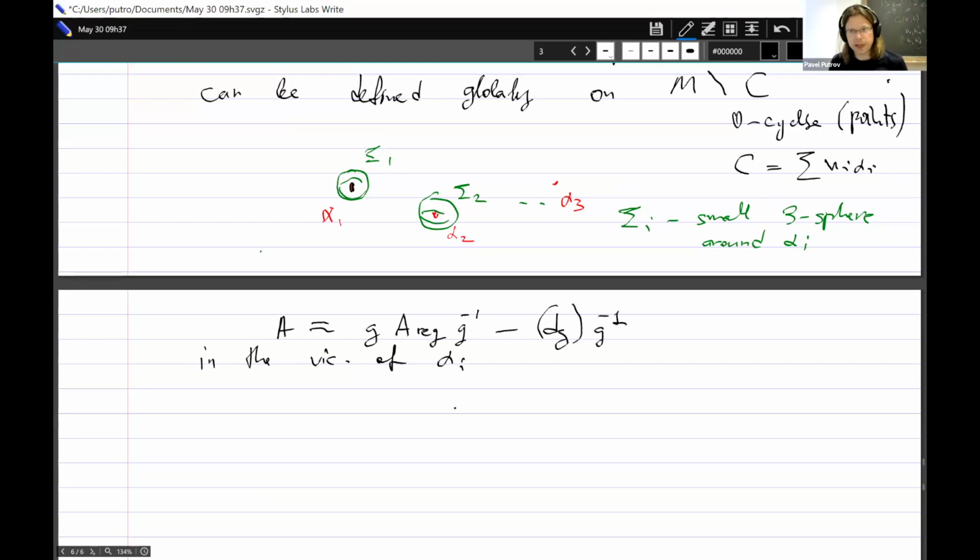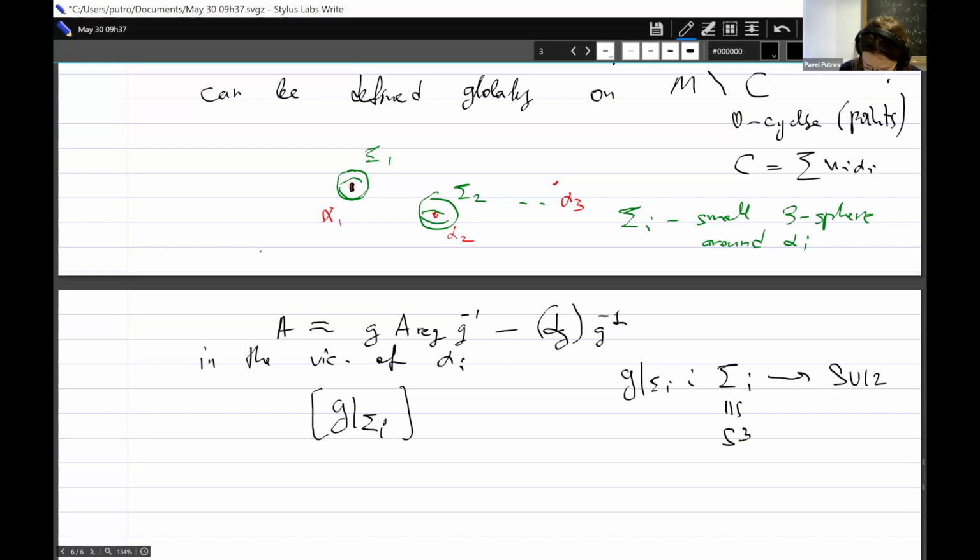So here we use a non-abelian gauge transformation, and we can again consider the restriction of this gauge transformation on the sigma 3 sphere and its homotopy class. So this G sigma eta is a map from sigma I, which is S3, to SU2, which is also S3. So we can consider this as a class in pi 3 of S3, which we saw earlier is isomorphic to Z.